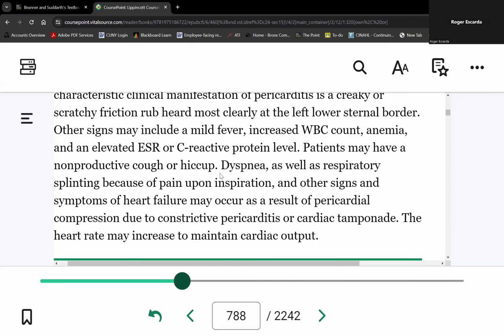Of course, this will cause shortness of breath because when you're in pain, are you comfortable breathing? No. So you'll tend to take shallow breaths, right? Because deep inhalation causes pain. So patient will take shallow breaths.